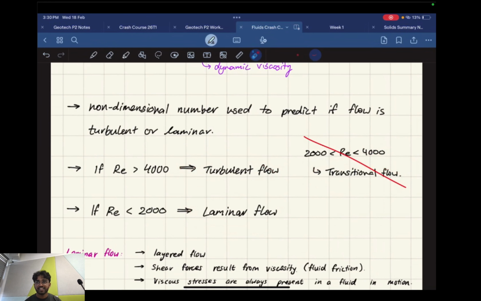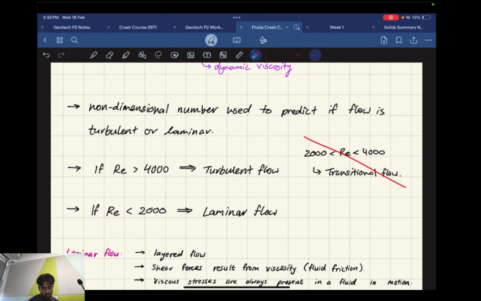In this course, we don't take a look at transitional flow because I guess there's not enough research done into it yet. It's still being researched, whereas turbulent and laminar are well understood. Turbulent flow is when your Reynolds number is greater than 4,000. Laminar is when it's less than 2,000.